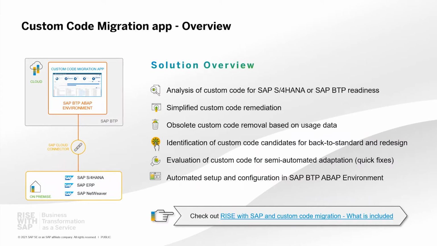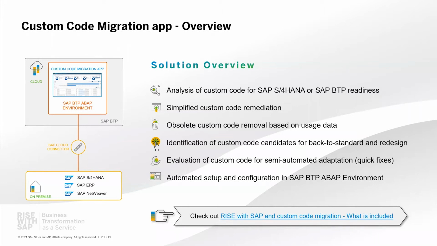The custom code migration app analyzes custom code in SAP system for SAP S/4HANA or SAP BTP ABAP environment, depending on your use case and depending on your custom code migration project type. It supports simplified custom code remediation, and it is capable of identifying and removing unused code and subsequently automatically reducing the scope of your custom code migration activities.